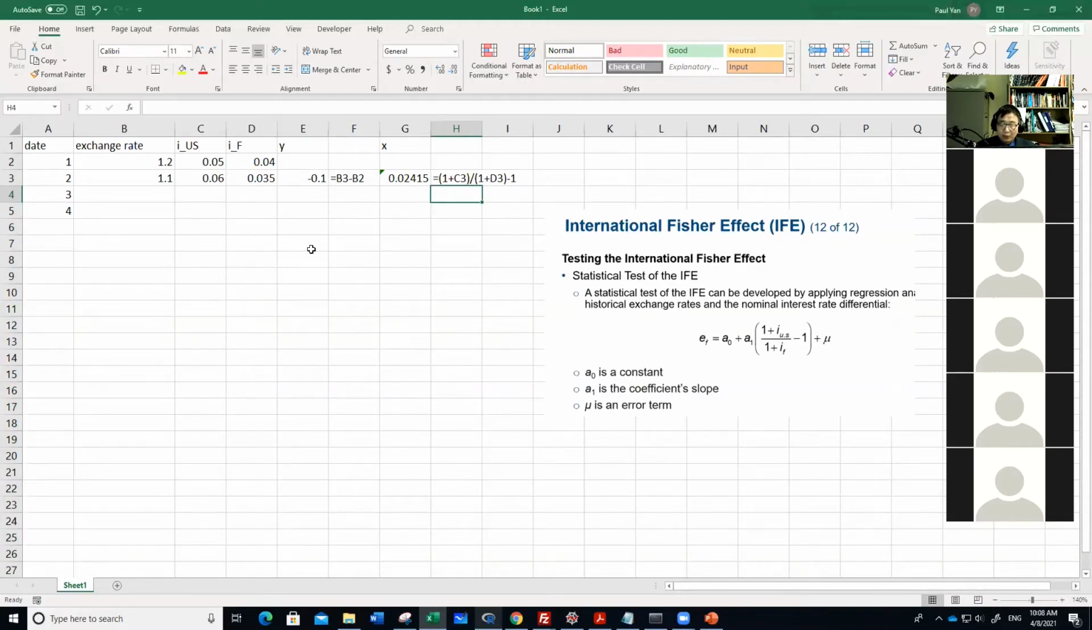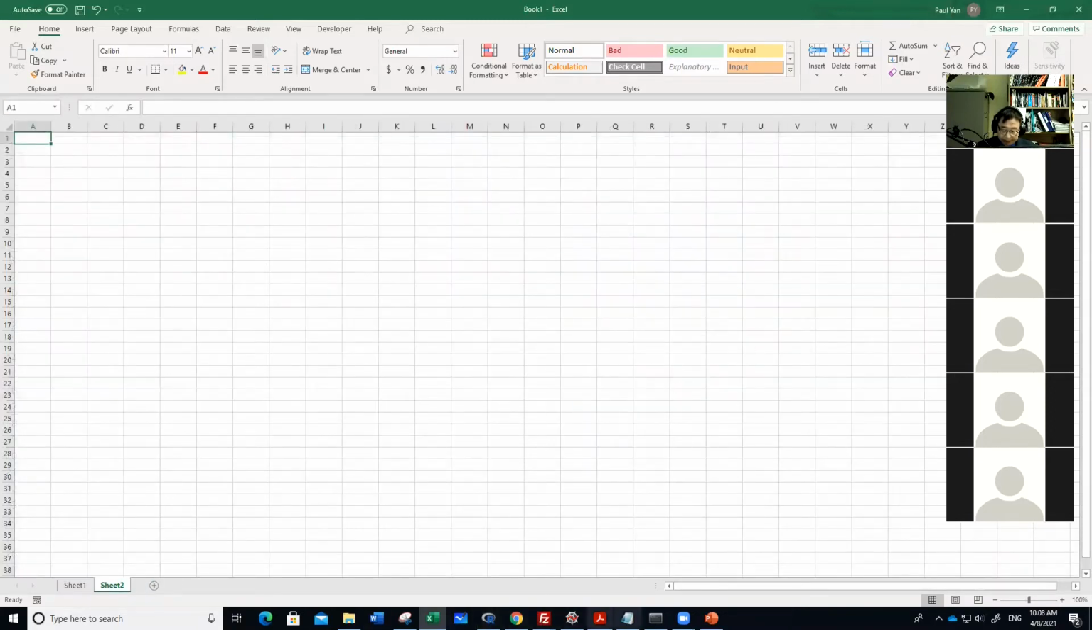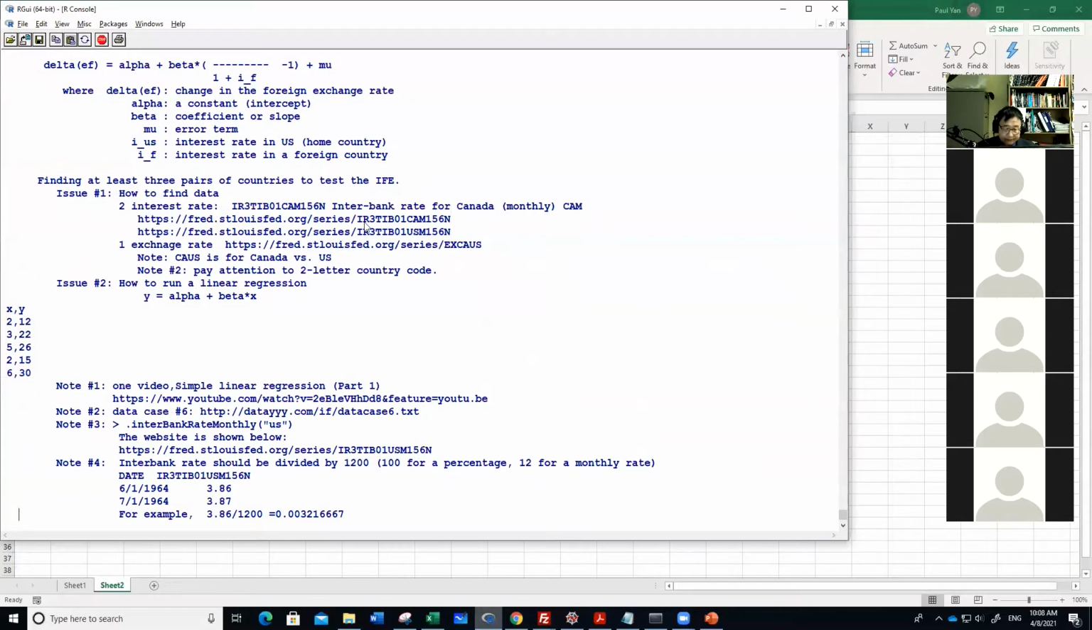So eventually we have a Y column and an X column. I'm going to show you, suppose we have the Y column and the X column, how can we get our result? Okay, so let's go back to the data. How can we find the data?